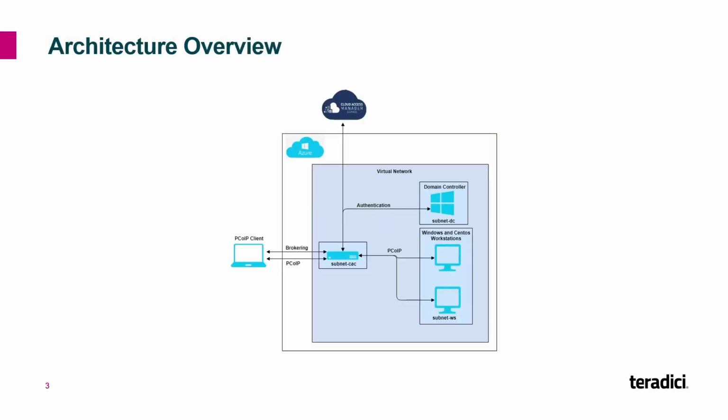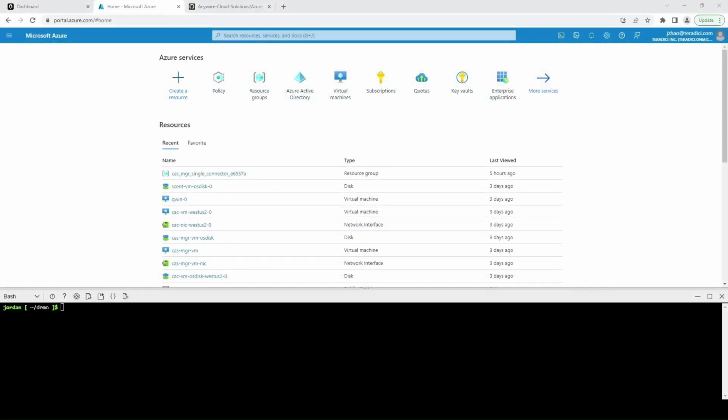So the architecture here: the deployment will create a virtual network with three subnetworks, which includes subnets for the domain controller, the connector, and the workstations. These instances of workstations, through a single Cloud Access Connector, will be deployed in the same region specified by the user. This is a demo of the QuickStart single connector deployment.